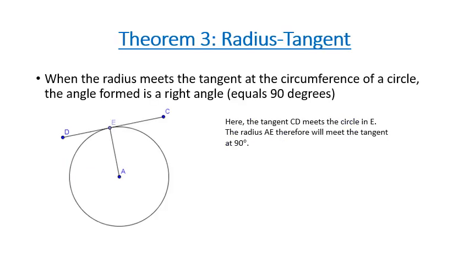So the third theorem that we're going to look at is called the radius tangent theorem. Now the radius tangent theorem, remember that the radius is from the center of the circle to the circumference. I've just drawn it in red. And a tangent is a line that touches the circumference of a circle but doesn't pass through it. So if a radius meets a tangent at the circumference of a circle, then the point that they meet is going to form a right angle, and we know that it's 90 degrees. So remember that when a tangent meets a radius at the circumference of a circle, it's going to be a 90-degree angle formed.